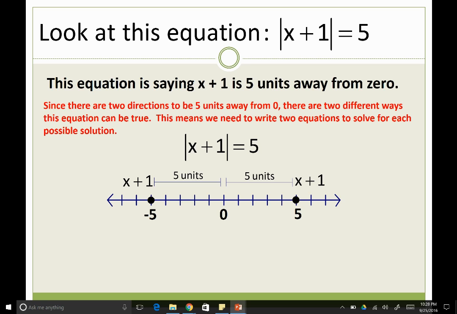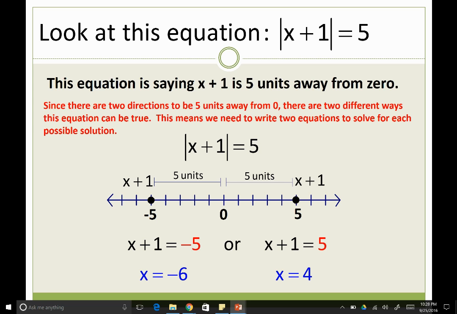We can see that x plus 1 can go to the right 5 units and be at positive 5, or x plus 1 can go to the left 5 units and be at negative 5. So one of our equations is going to be x plus 1 is equal to positive 5. The other equation is going to be x plus 1 is equal to negative 5.